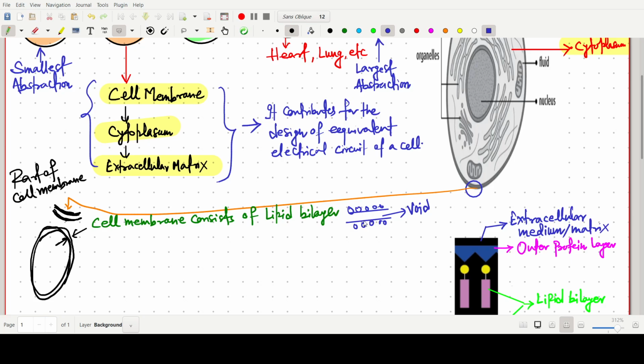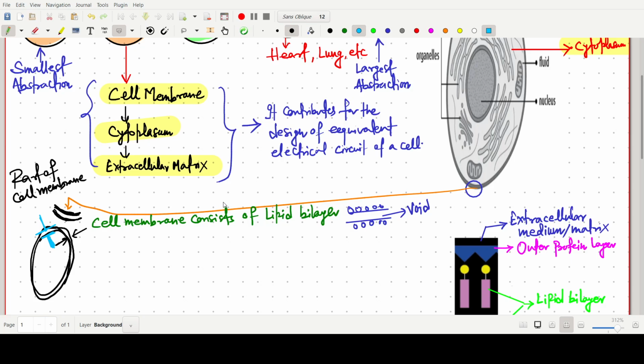So this will act as a capacitor. For simple electronics people, we can say there is some material kind of thing and there is some gap, so this cell membrane will act as a capacitor.